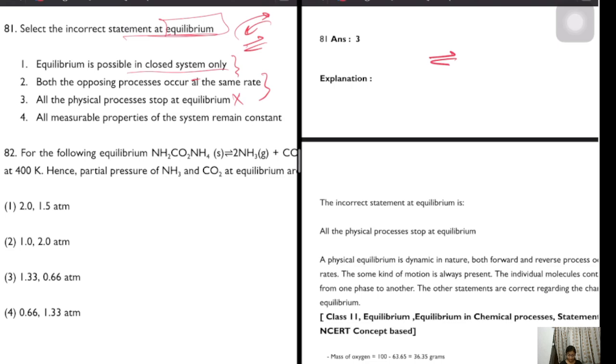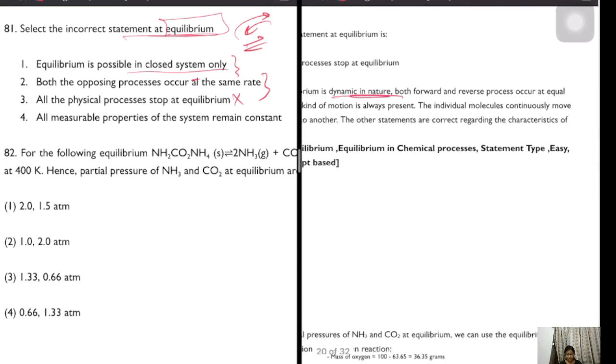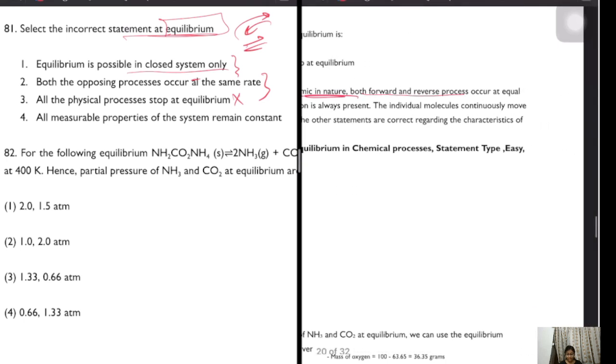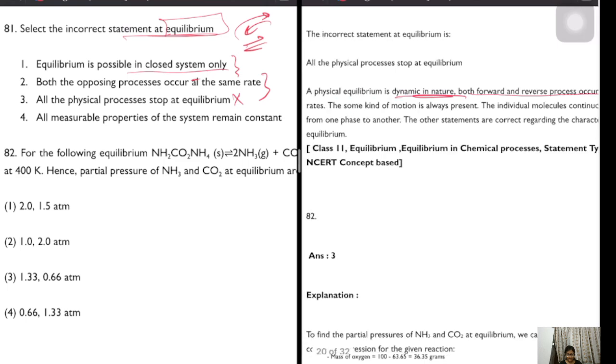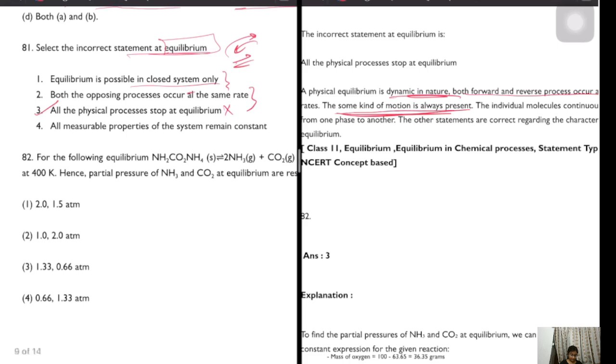Okay, according to the Le Chatelier principle, physical equilibrium is dynamic in nature. Both the forward and reverse processes occur at equal rates. That is, there is always some kind of motion present. So this is an incorrect statement.